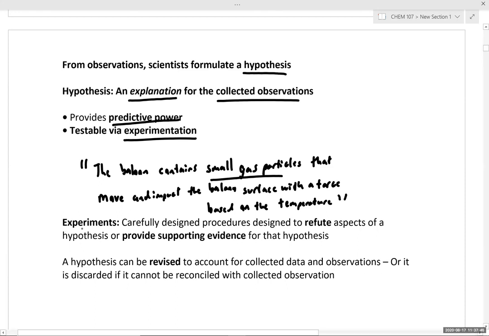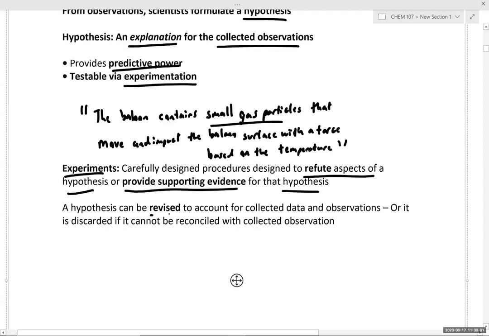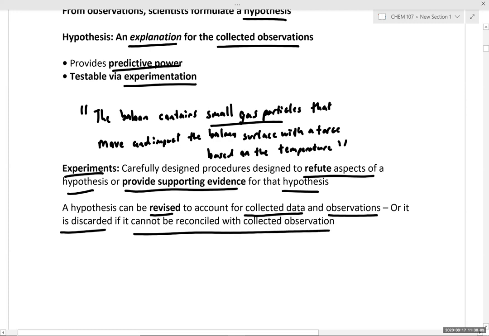So what is an experiment? An experiment is a carefully designed procedure aimed to refute aspects of a hypothesis or provide supporting evidence for a hypothesis. Now, a hypothesis can be revised to account for collected data and observations, or it can be discarded if it cannot be reconciled with collected observations.